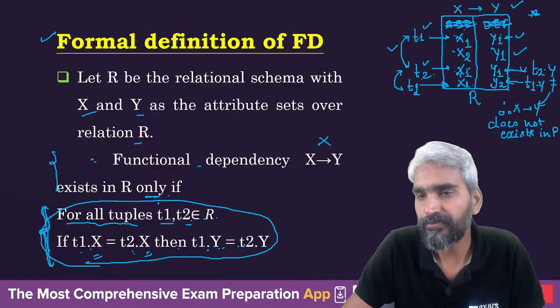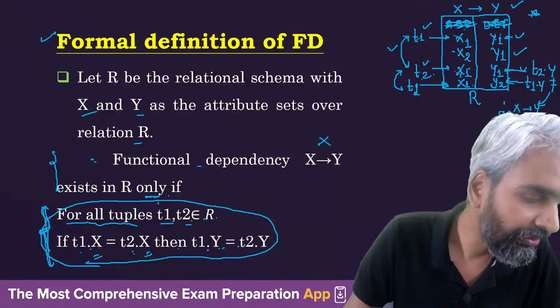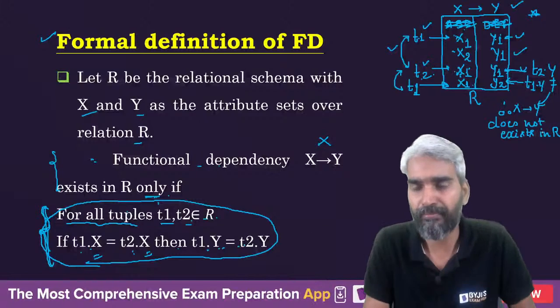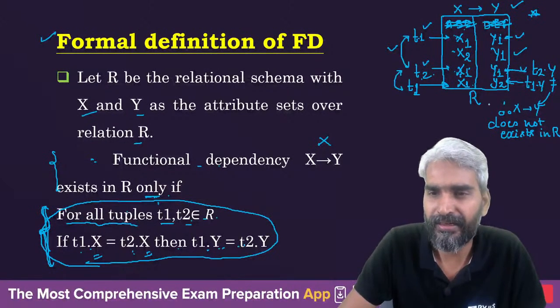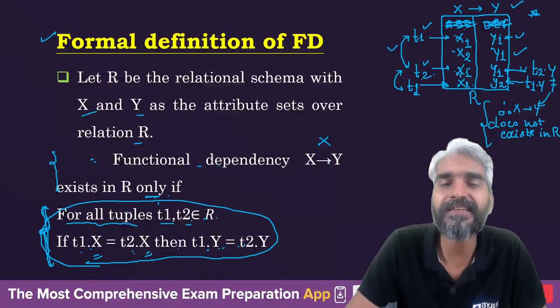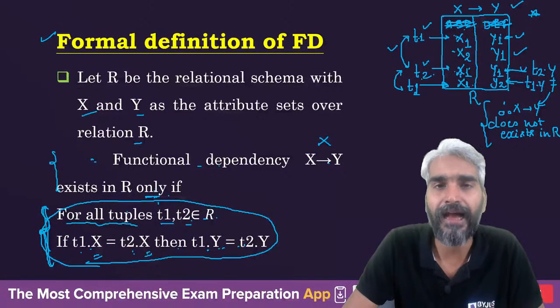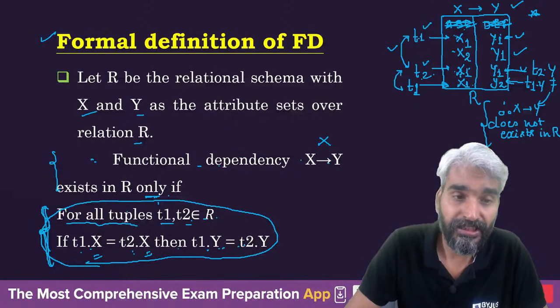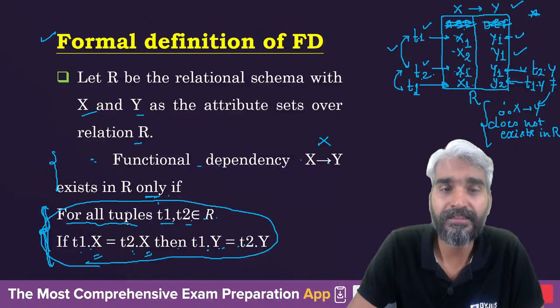This X implies Y does not exist in R. Have you understood the concept that I started by saying something else, but I am proving the completely opposite thing? So that's the idea, because it says if functional dependency X implies Y exists in the R, then this condition must be true.